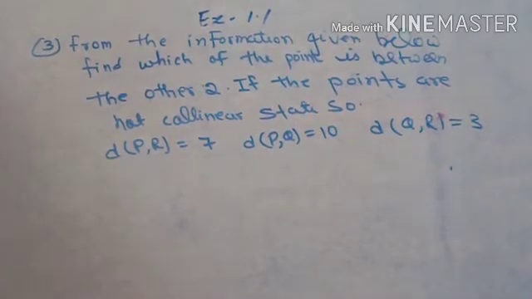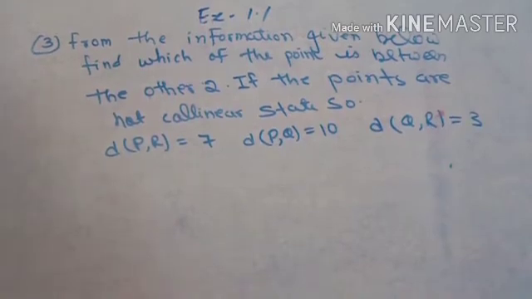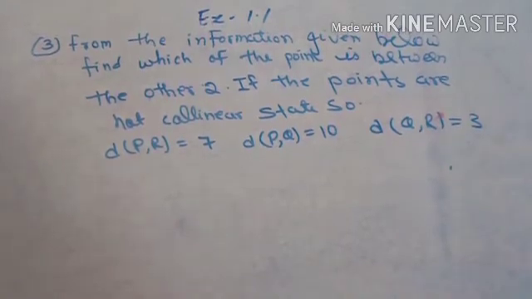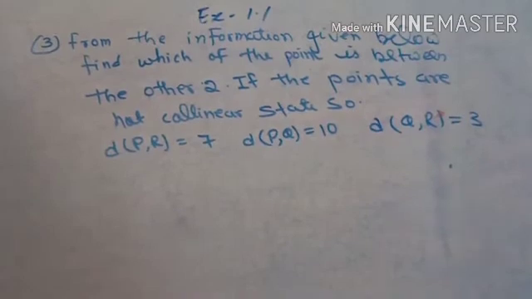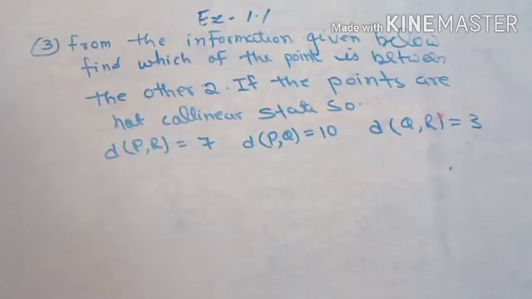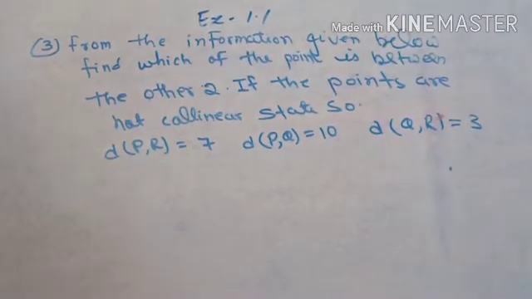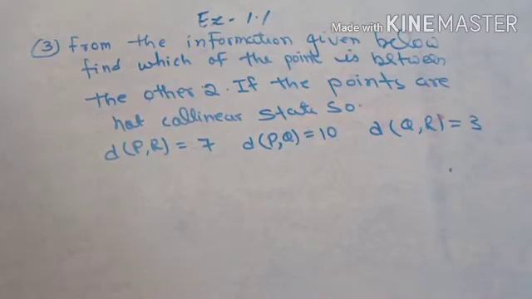Question number 3 is what? From the information given below, find which of the points is between the other two. If the points are not collinear, state so. If the points are collinear, then we find out which one is between the other two. If it is not collinear, then state so. Okay. Under this, first is what?